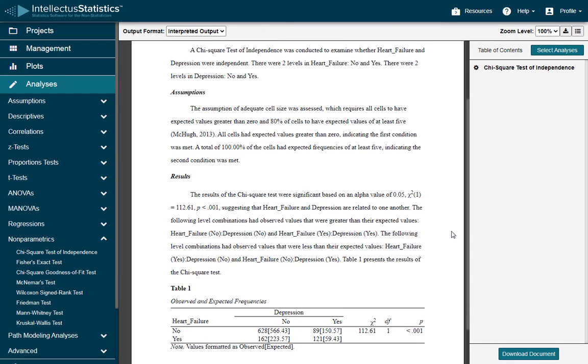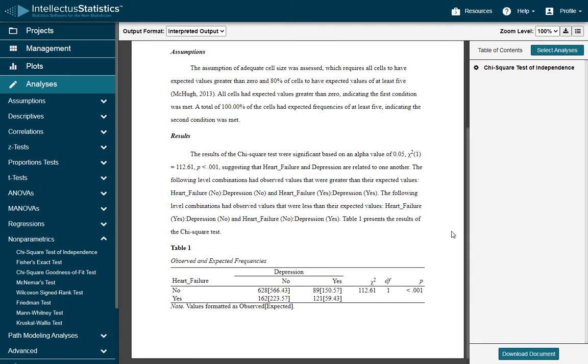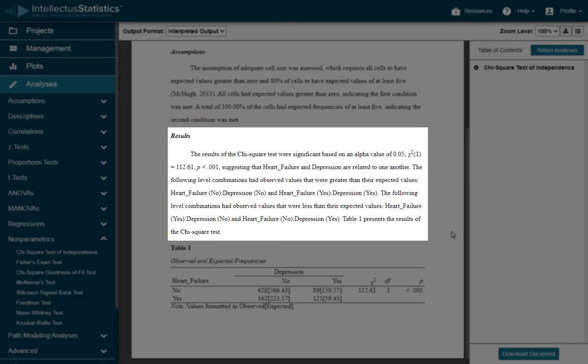As in the table below, we can see that all cells have expected values indicated in brackets that are greater than 0, and in fact they're all greater than 5. Now let's review the results. The interpretation of the test is included in the first sentence. In our example, the results are significant, suggesting that heart failure and depression are related to each other.